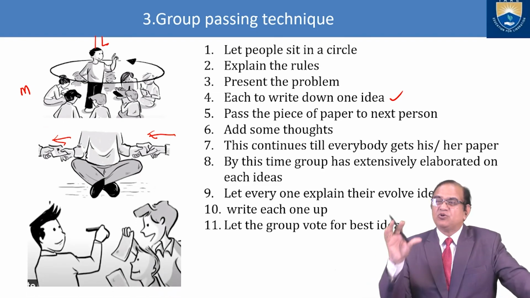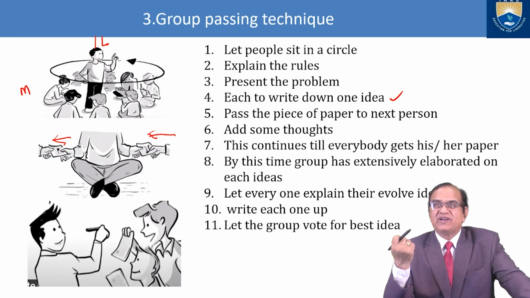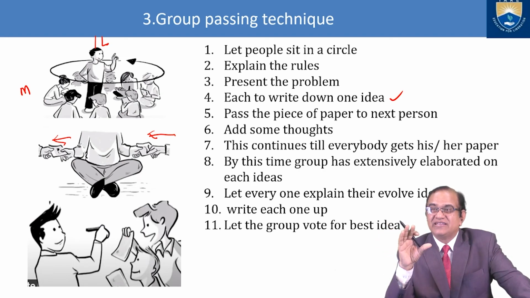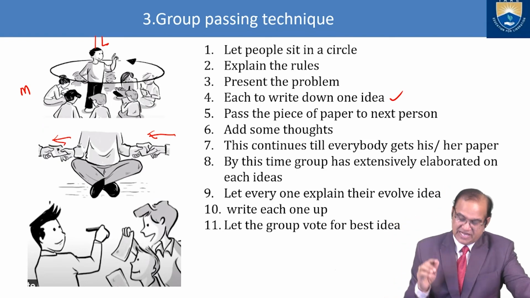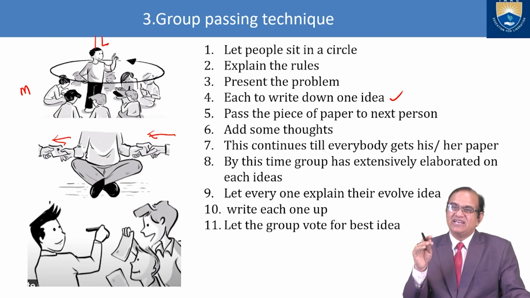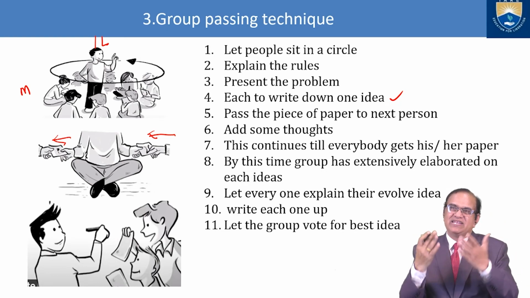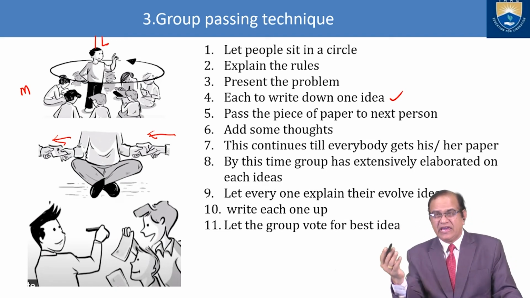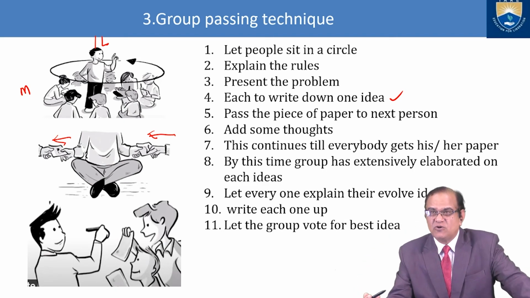So by the time your own paper reaches your hand, you have a lot of ideas, maybe 6 to 7 new ideas. Let everyone explain their evolved ideas. Then everyone has written something. Then one person will come up and read that this is the problem and this is the comment by others, and that person will explain why he or she has written so.